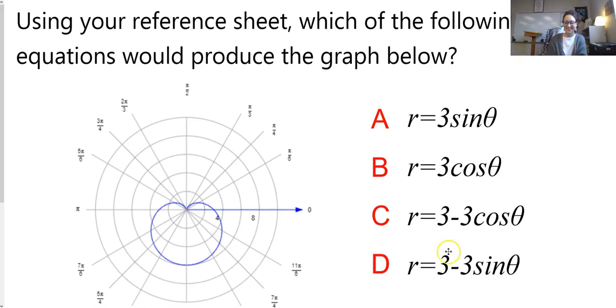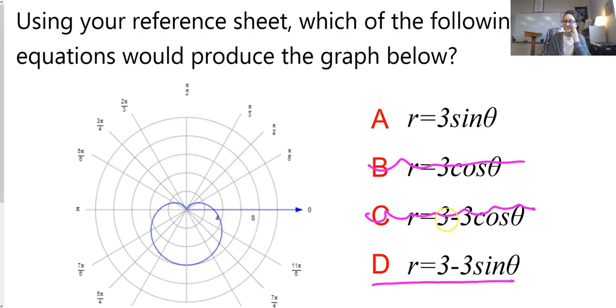All right, the correct answer was D. One thing I would check first is symmetry. This is symmetric with respect to the line theta equals pi over 2, or the y-axis, so I can cross out these guys, right? All right, and so now we're left with 2 options.